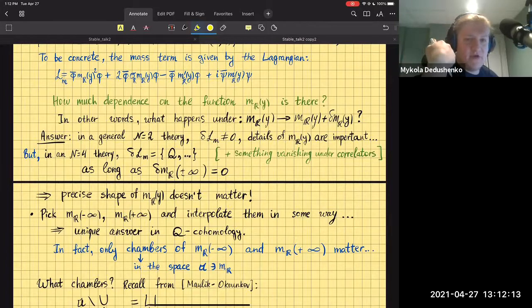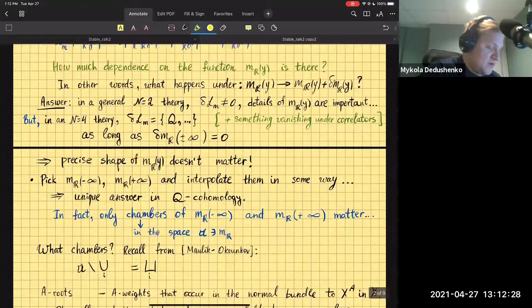And I remind you that a vacuum can be thought of as, in this case, a Q cohomology class for Q acting on the Hilbert space on the elliptic curve. Well, in fact, it turns out that even more, only chambers of these masses matter. Chambers in the space of real masses, which is just the algebra of the maximal torus of your flavor symmetry group.